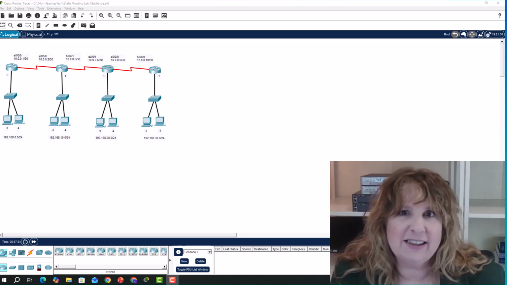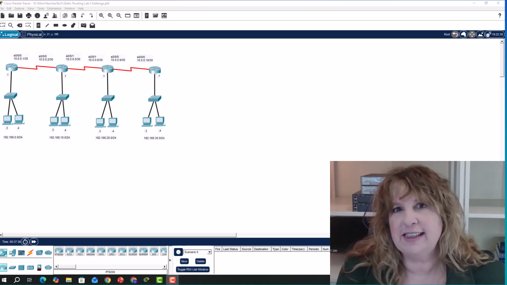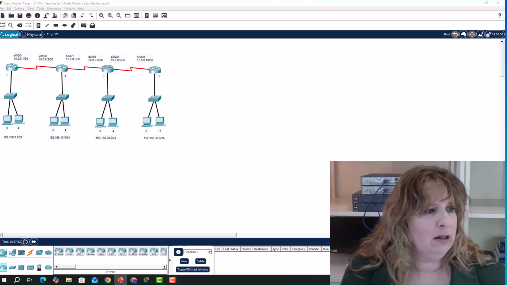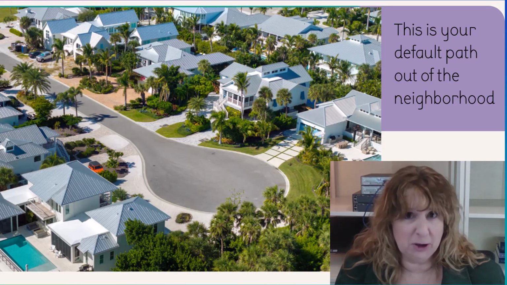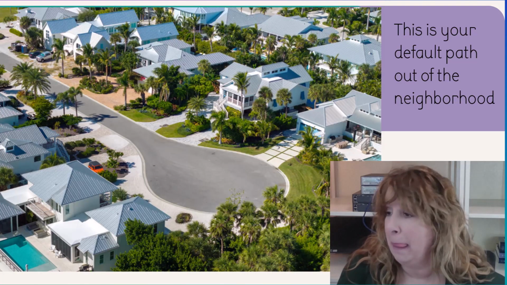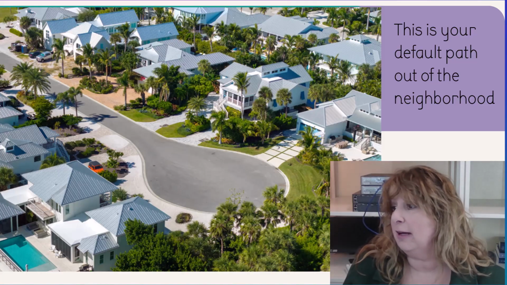Our magic is going to be conjured in the form of a static default route. You may be asking, what is a static default? Maybe that's what you're asking. I hope that's what you're asking. If it is, you're in the right place.